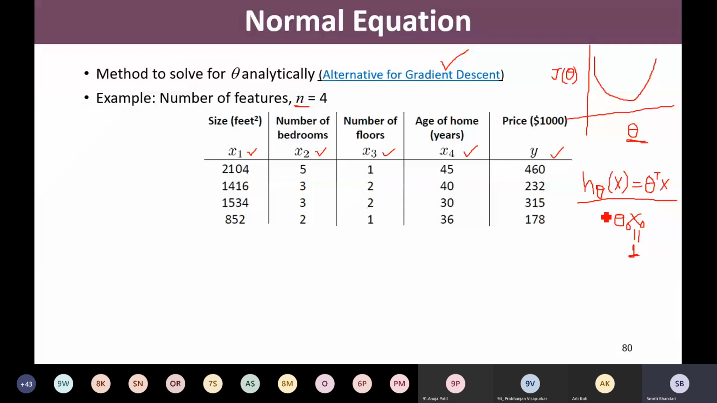And by making this kind of a modification in our older hypothesis, we come up with this theta transpose x, wherein we have introduced this feature x0 for every sample, and we said that x0 should always be 1. We had this discussion earlier.